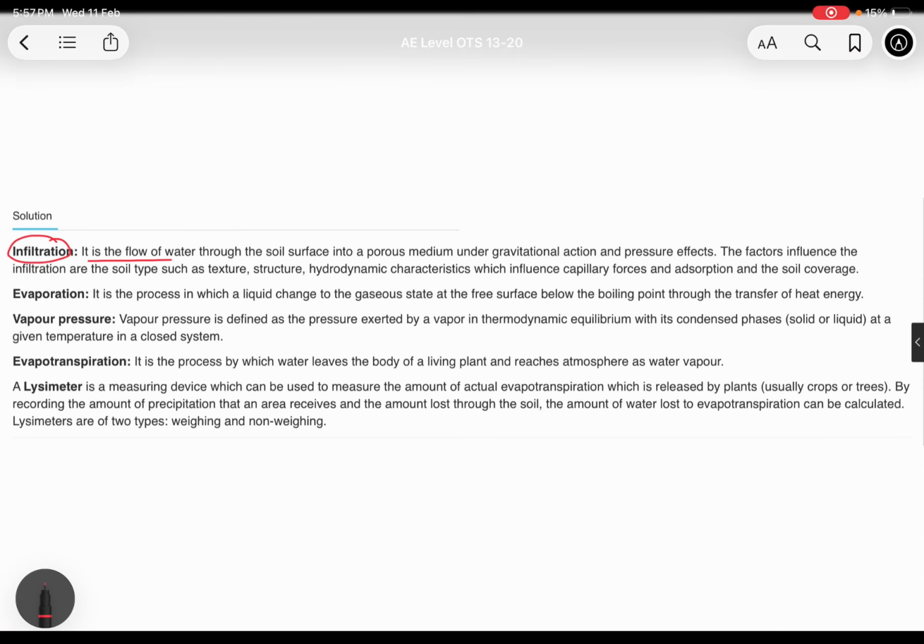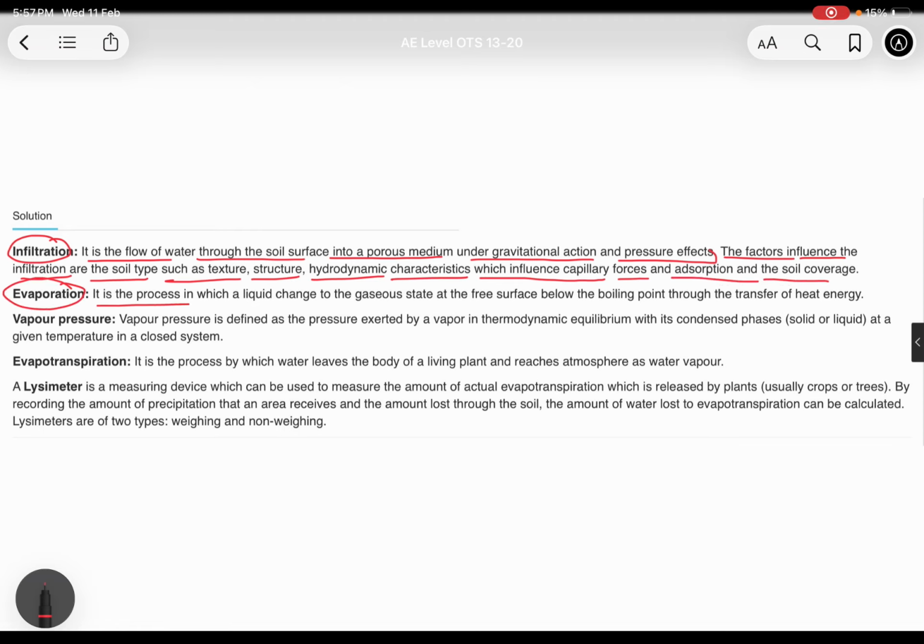Infiltration is the flow of water through the soil surface into the porous medium under gravitational action and pressure effect. The factors that influence infiltration are the soil type, such as texture, structure, and hydrodynamic characteristics, which influence the capillary force and adsorption, and the soil's vegetation coverage.